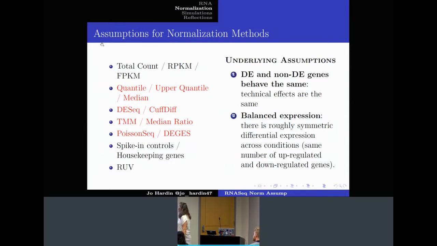They are assuming that the differentially expressed and the non-differentially expressed genes behave the same in terms of the technical effects, and that there's roughly symmetric differential expression across conditions. And you've probably heard of and or used many of these.